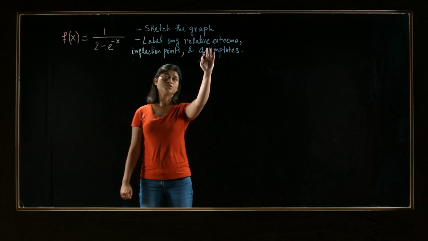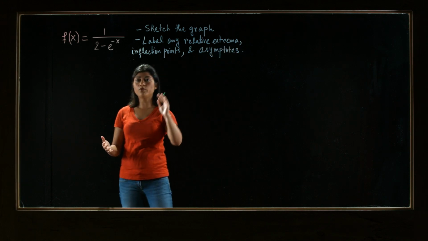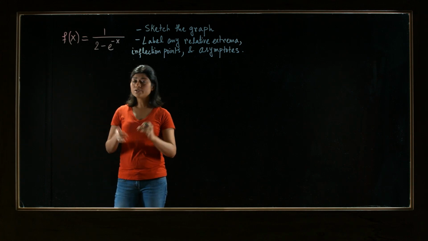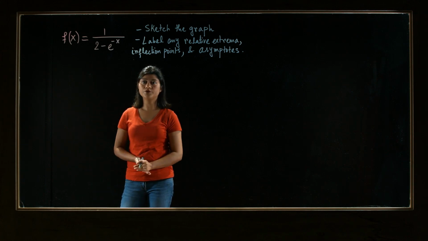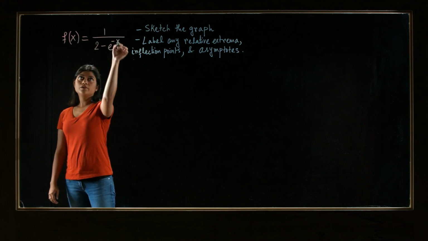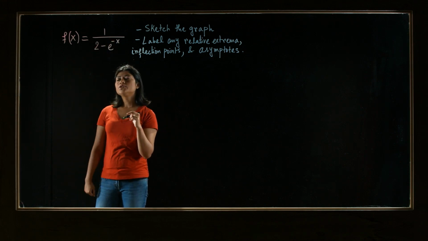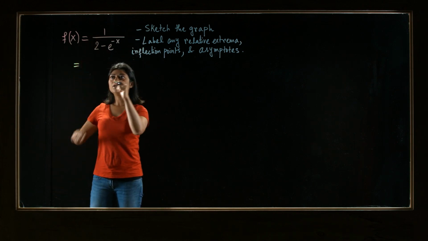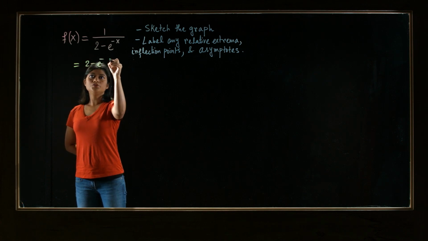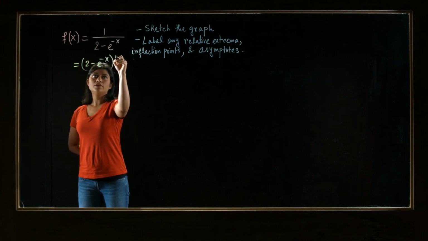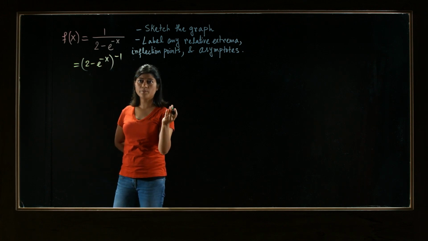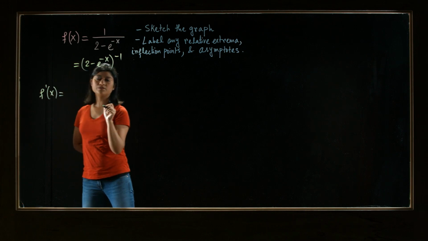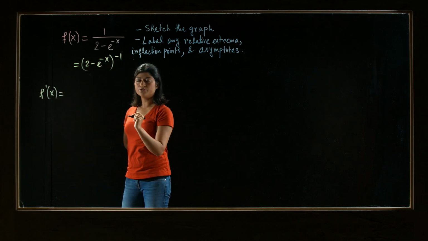Now, notice that to label extrema and inflection points, we need to compute the derivatives of the function, the first and the second derivative. So, in this video, we will compute the derivatives first. Now, look at the function. We have to find the first derivative. So, let me rewrite this function a little bit. Let me take this entire denominator to the numerator as 2 minus e to the negative x, to the power negative 1, using the property of exponents. And then let's compute the first derivative using this new expression for the function.